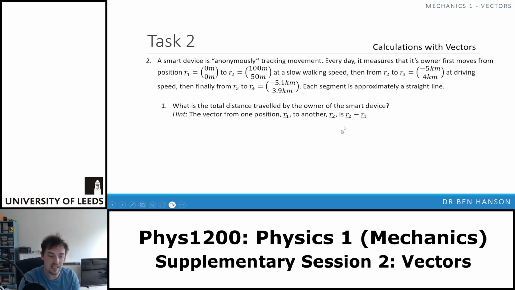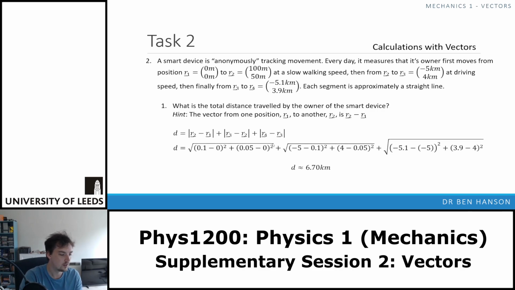So here again we see why taking vectors away from each other is really important, because the vector from one position to another is the final vector minus the initial vector. Exactly like scalars, right? From one to the other is the last one minus the previous one. And so the distance is the magnitude of the first segment plus the magnitude of the second segment plus the magnitude of the third segment, all of them added together. So I've square rooted and added square root. There we go. 6.70 kilometers. Nice.